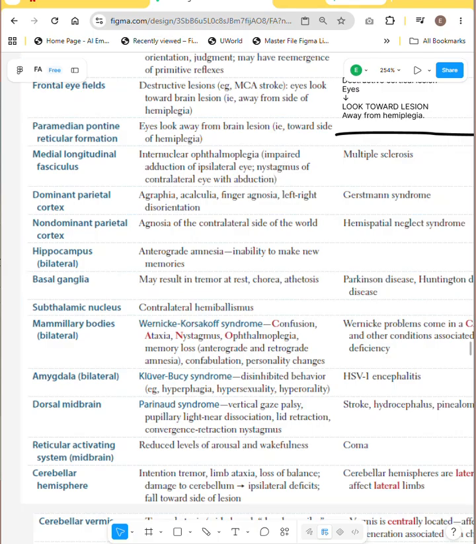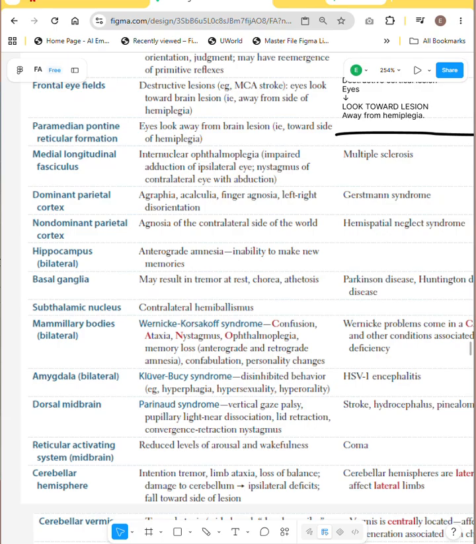Okay, that's something about the MLF. I told you it's a communication tract between the abducens, oculomotor, and vestibular nuclei, and which one did I miss out? The trochlear, right? So I've talked about this: internuclear ophthalmoplegia.